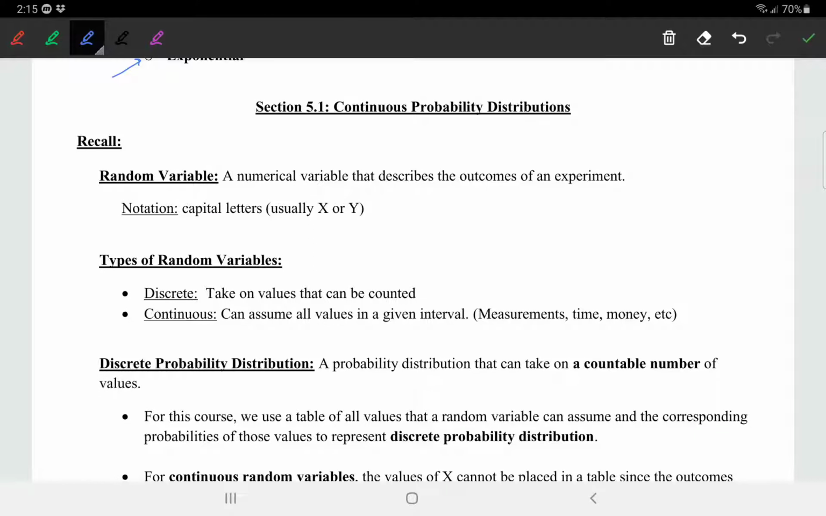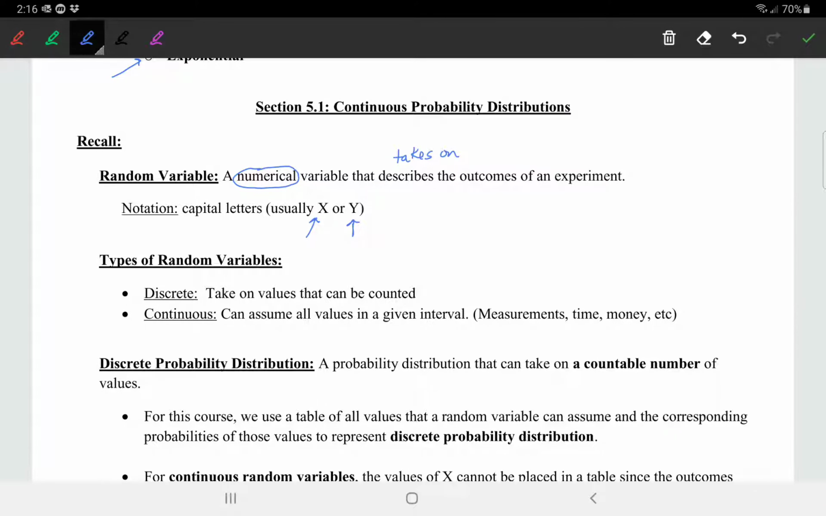Recall that we have a random variable. A random variable is a numerical variable that describes, and sometimes we'll say takes on, the outcomes of an experiment. So the outcome of an experiment will be a number, and a random variable will take on that value. We usually notate random variables using capital letters, usually X, but it could be Y.